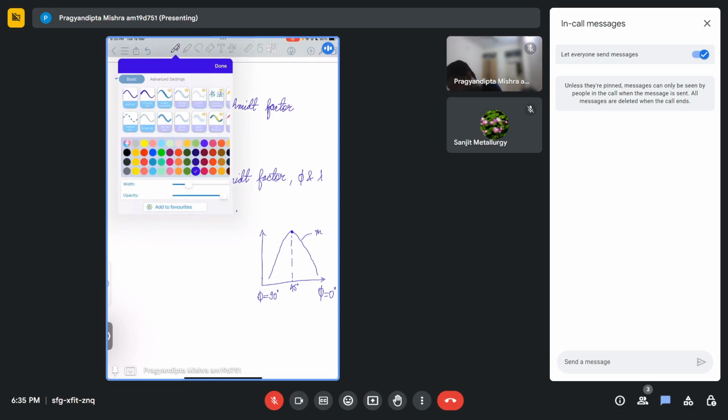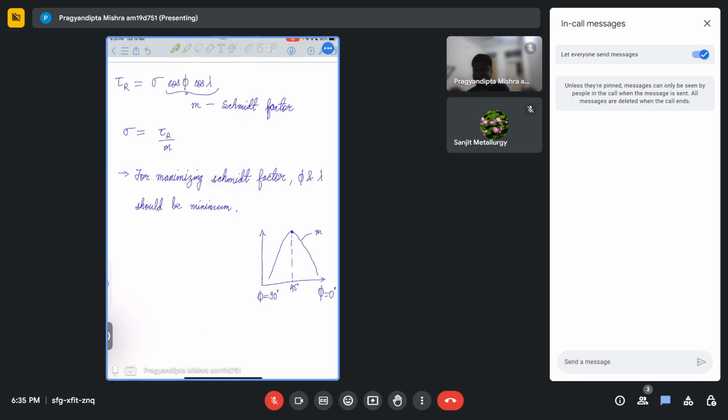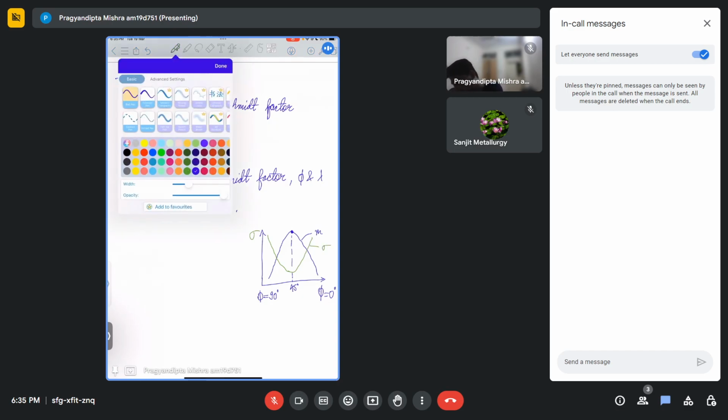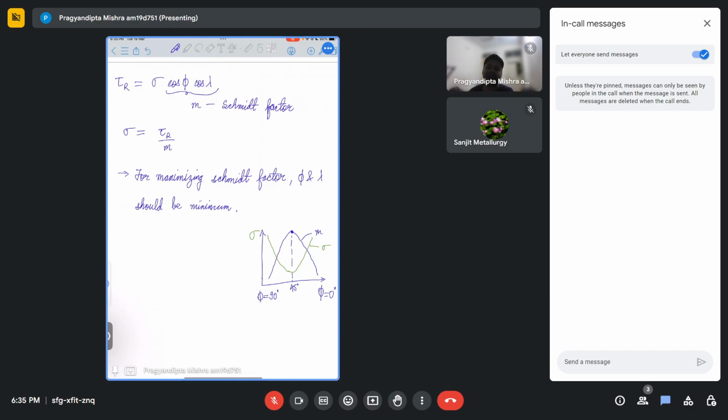While at the same time they observed that the sigma value, so this is sigma, let's say I'm plotting, the sigma value that is required to reach a particular value of tau r was the least at 45 degrees, as you can see from the equation itself, right? Sigma is equal to tau r by m. So if m is maximum, sigma would be minimum for the same value of tau r.